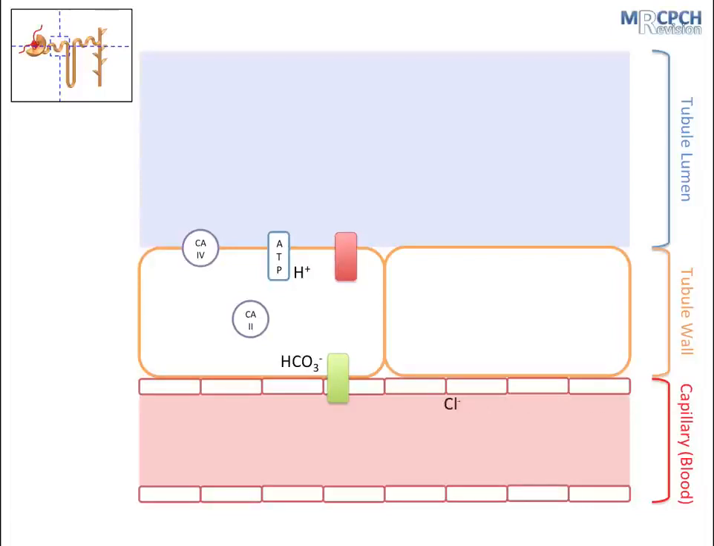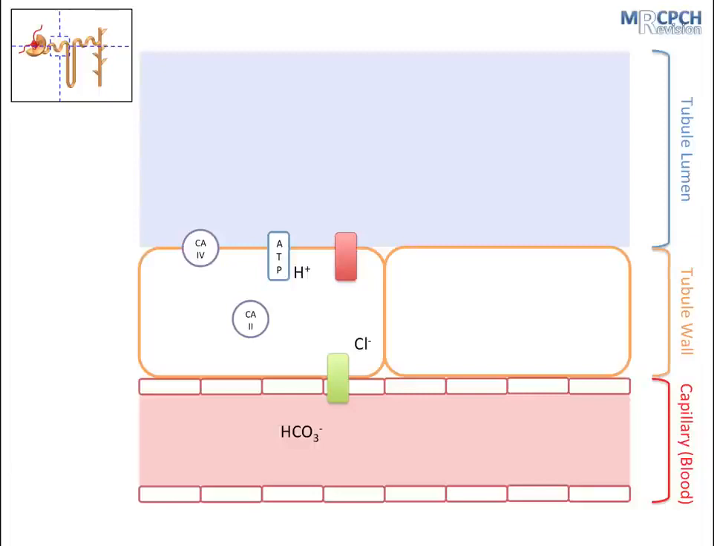So what happens next is chloride from the circulation joins up with the bicarbonate at a transporter and is exchanged. So chloride goes into the cell and bicarbonate is reabsorbed into the blood.